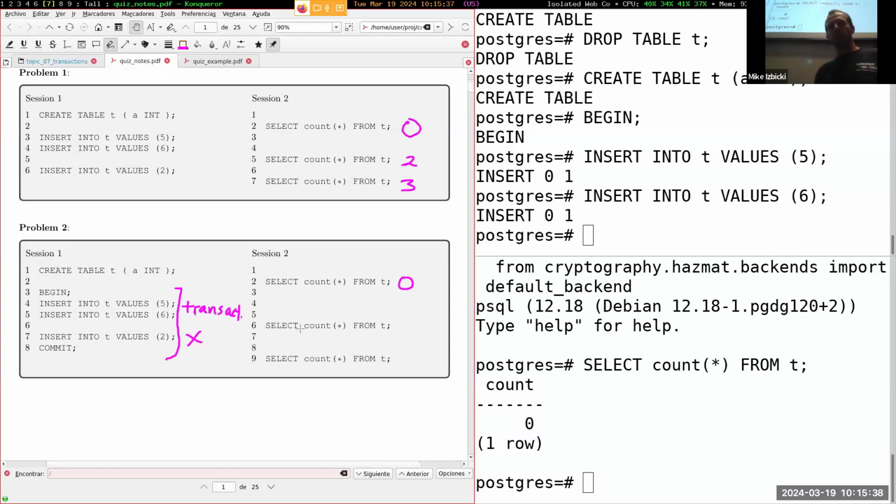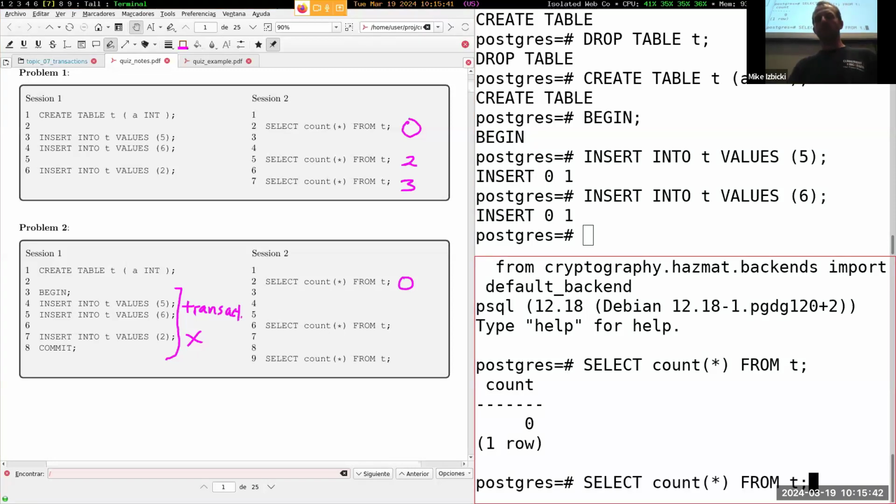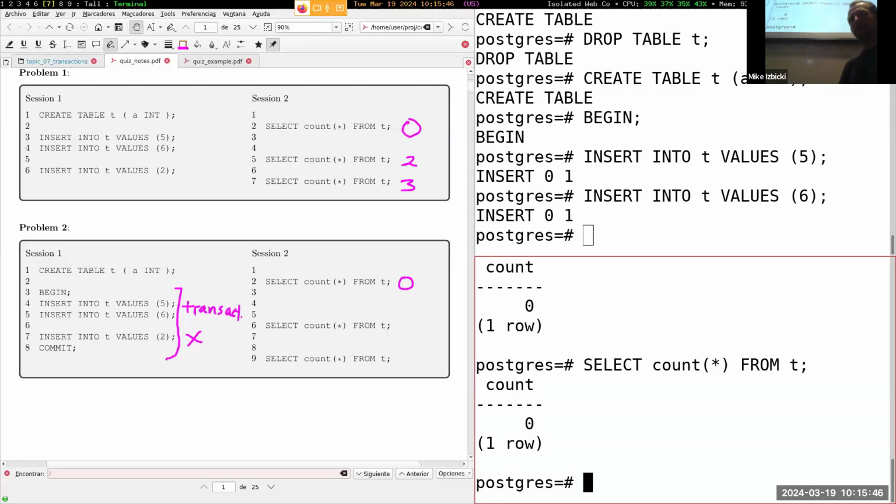And now in session 2 over here, let's run this select count star from T and see what happens. I press the up arrow to get back to that, and I hit enter. And you can see now that the answer over here is going to be 0 instead of 2.